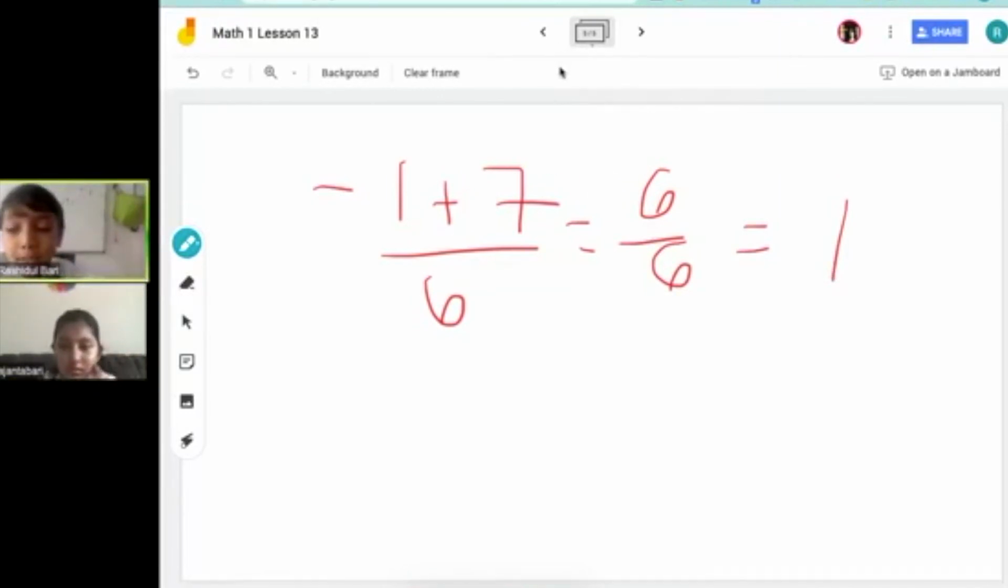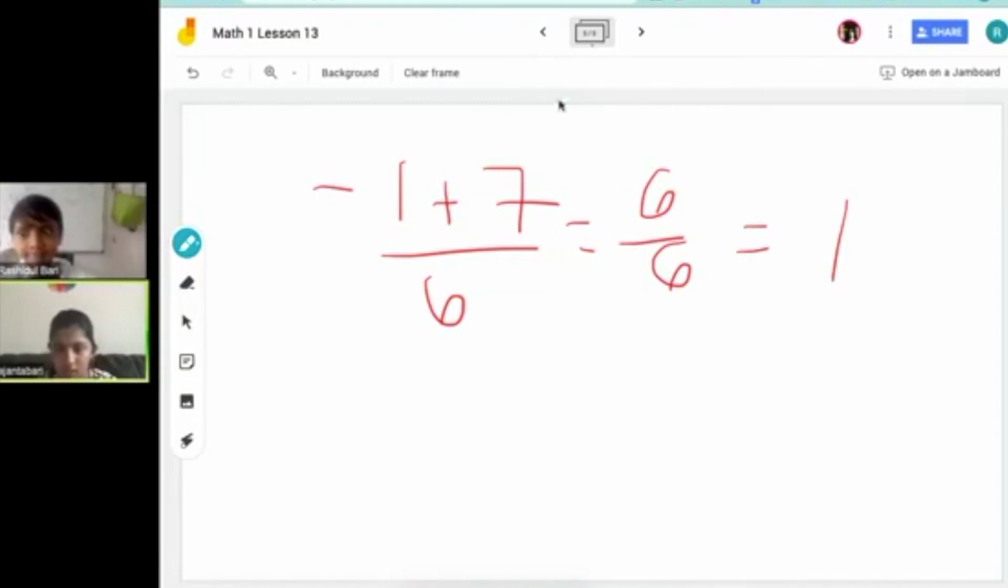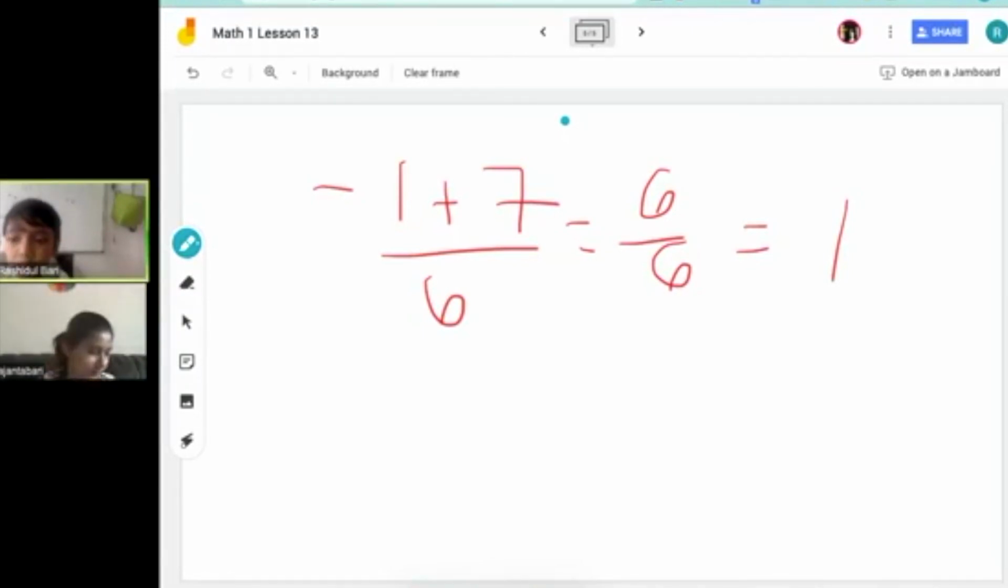The next one is minus 1 minus 7, which gives you minus 8 over 6. Yeah, it can be a fraction. Can it be a decimal? Yeah, it can, but we're not going to decimals. Let's just keep it a fraction.